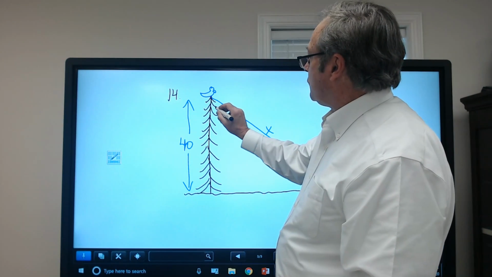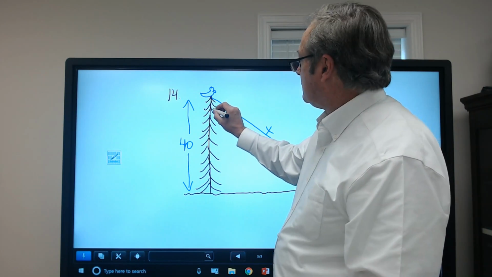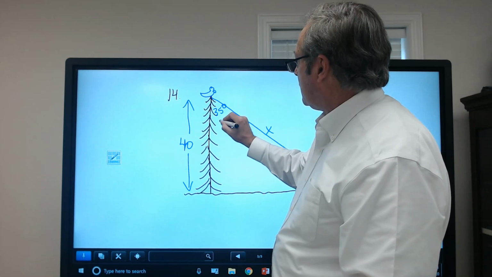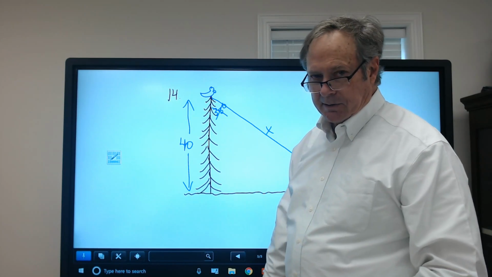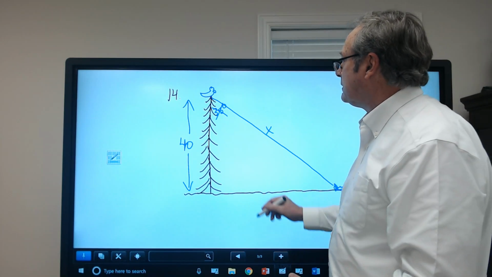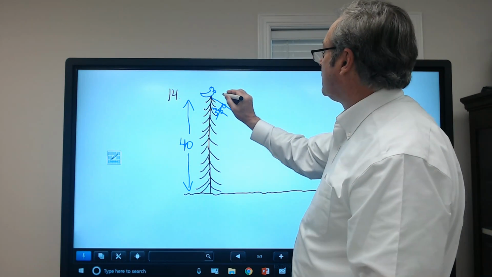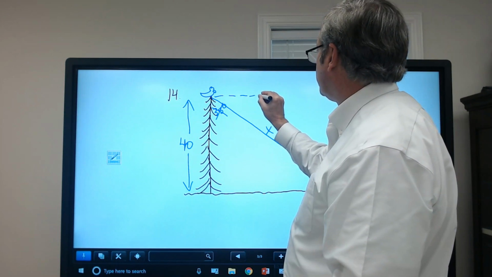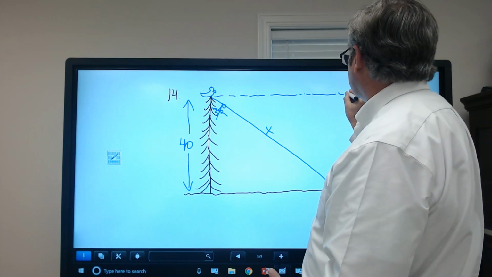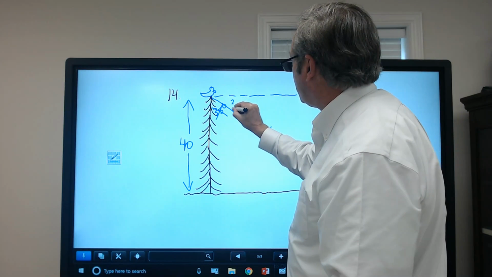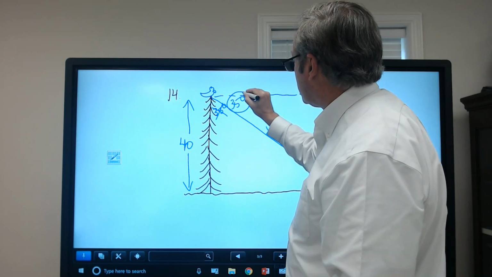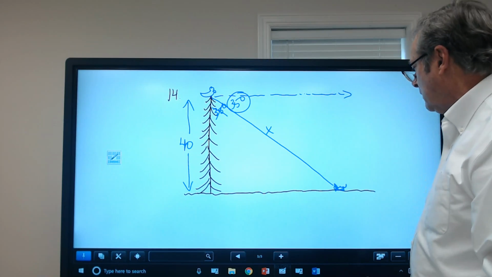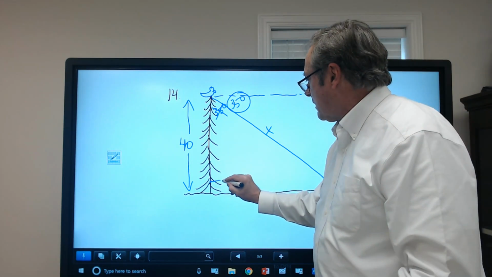Most students are going to say, oh, that must be right here. And they would be wrong. That's not the 35-degree angle that you're looking down at. Remember, these angles are always in relation to a horizontal. This is the 35-degree angle right there. And we've got a right angle here.